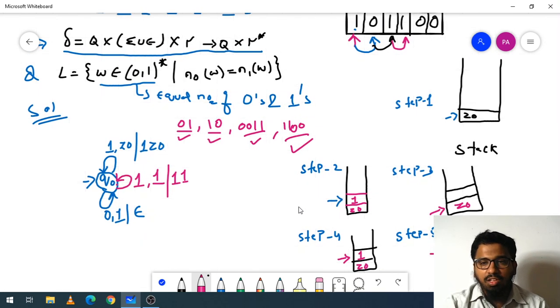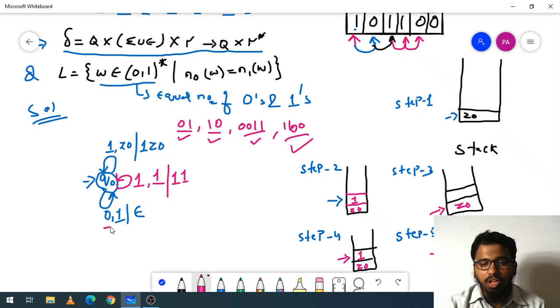Now our next header point is going to 0. So whenever we have 0, at that time if the top of the stack is 1, what is the operation?